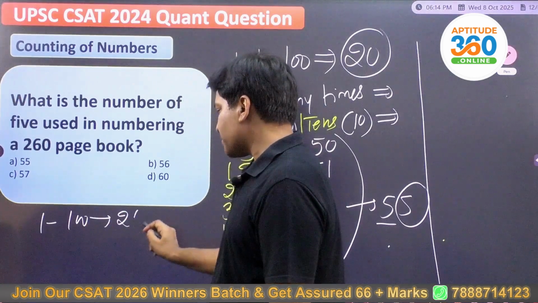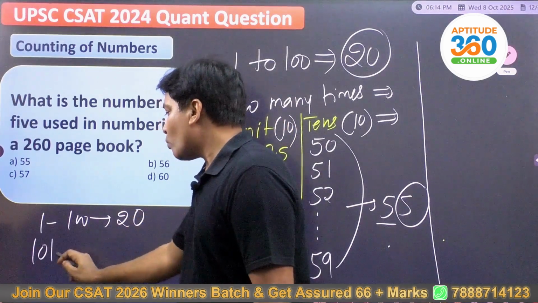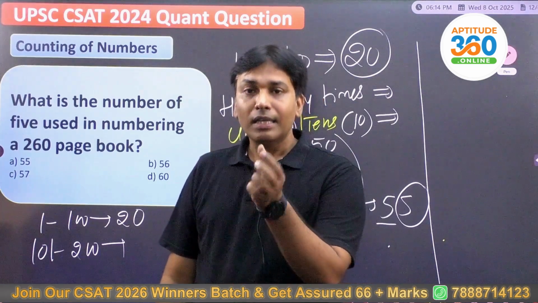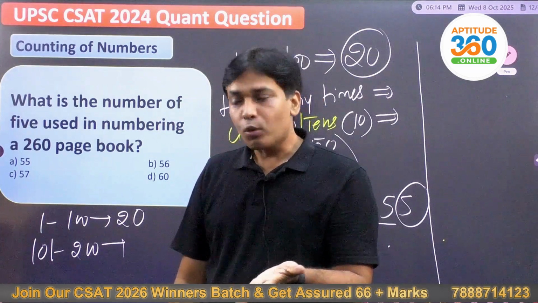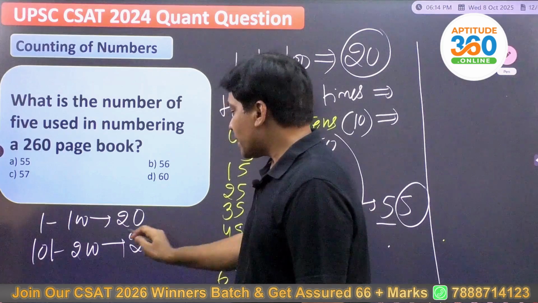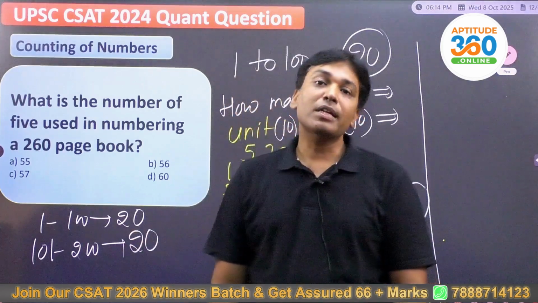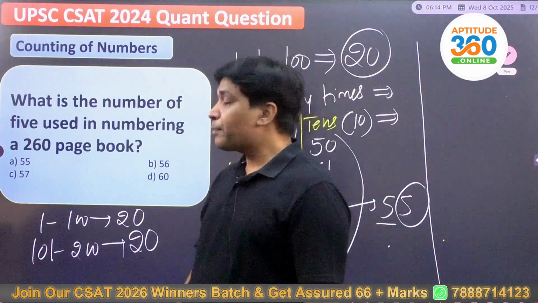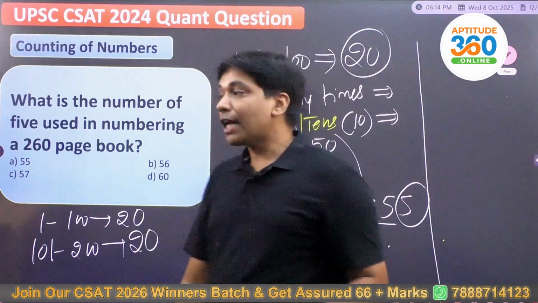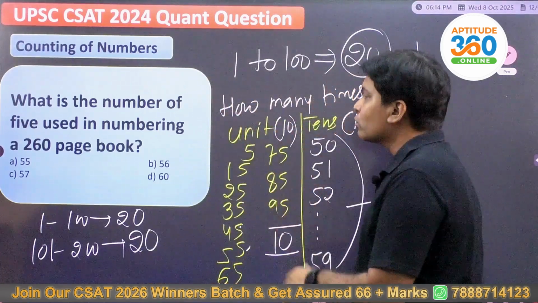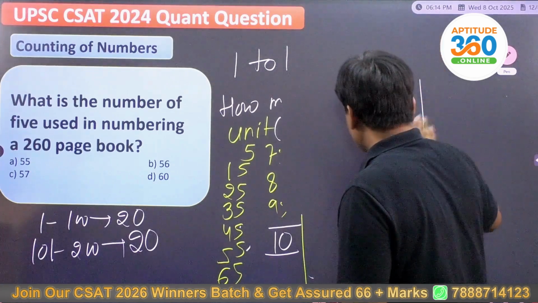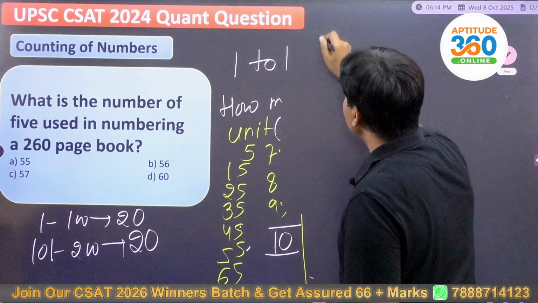You got 20 times. Similarly, 101 to 200, because at the hundreds place you don't see 5 anywhere. So the unit place and tens place will have 5s. How many times are they going to have? They're going to have 20 times. Now, up to 200 we have counted, right? Now we will have to count from 201 to 260. How do we do that? I'm going to remove this so that I can make you understand it.